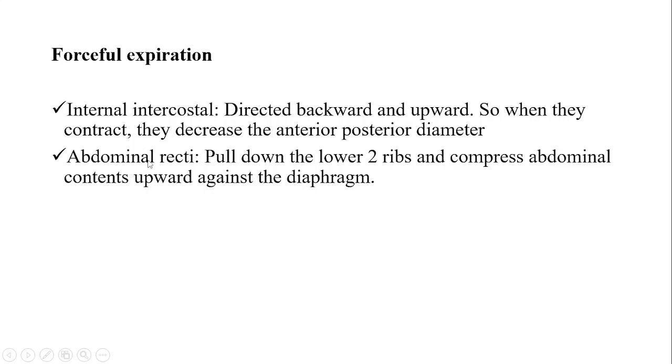And the most important muscle for forceful expiration is the abdominal recti, or rectus abdominis. It pulls down the lower two ribs and compresses the abdominal contents upwards, so it pushes the diaphragm upwards, and that's how it decreases the vertical diameter of the chest.